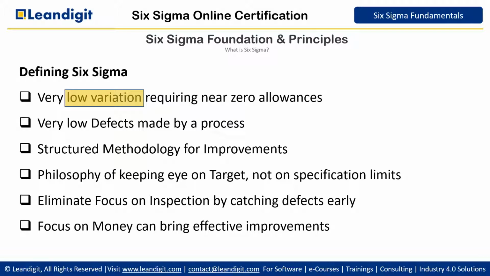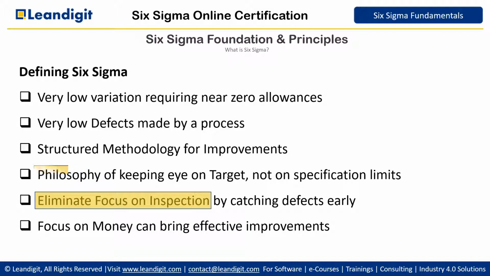Six Sigma means very low variation and therefore requiring near zero allowances and saving huge cost. Six Sigma also means very low defects made by a process. Six Sigma to many means a structured methodology for improvements. Six Sigma is also a philosophy of keeping an eye on target and not on specification limits. Six Sigma also means eliminating focus on inspection and catching defects early. And also Six Sigma means money, bringing a lot of profitability to the company.